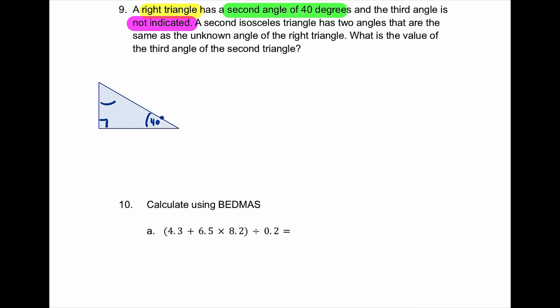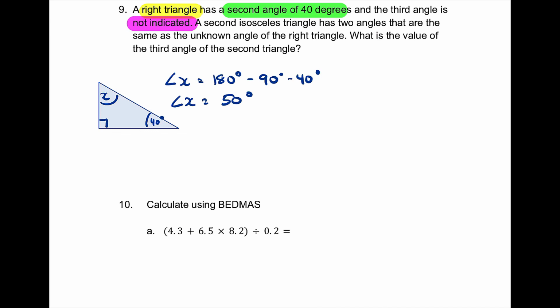And this angle right here that I'll call X is unknown. So angle X is going to equal 180 degrees minus the 90 degrees that's already there, minus the 40 degrees that's there as well. So we have angle X coming in at 50 degrees.